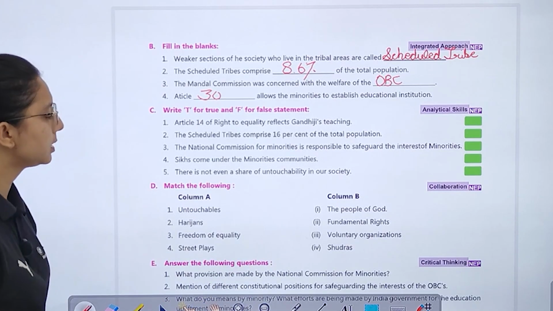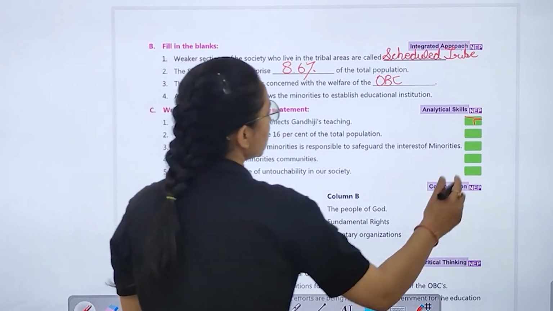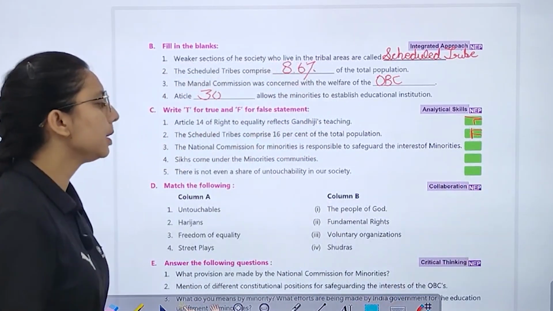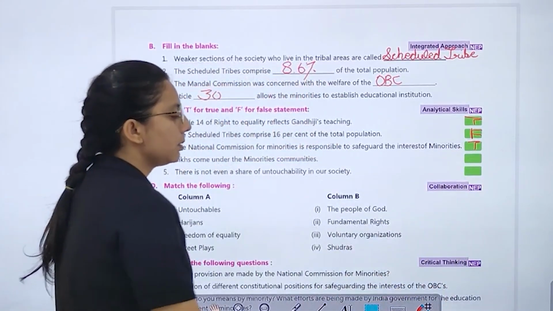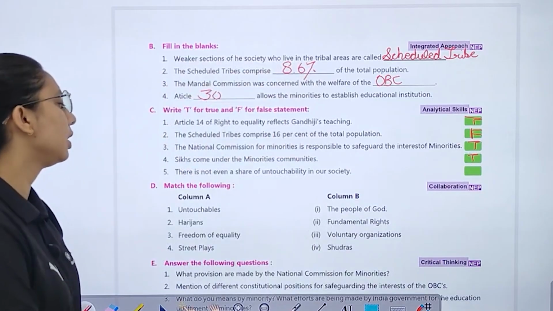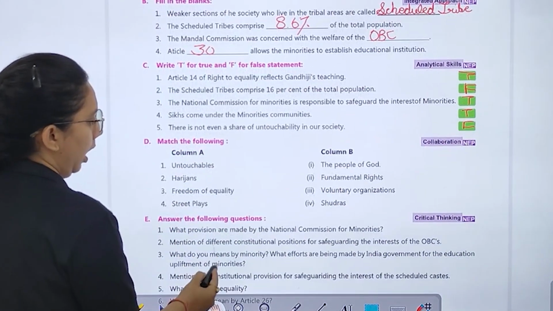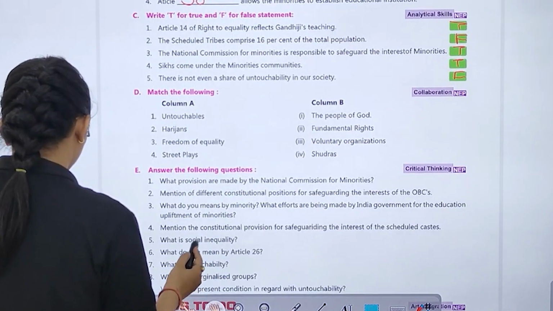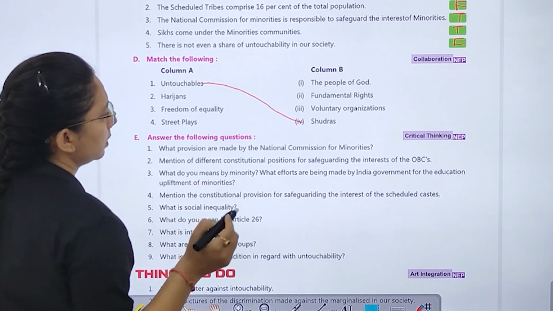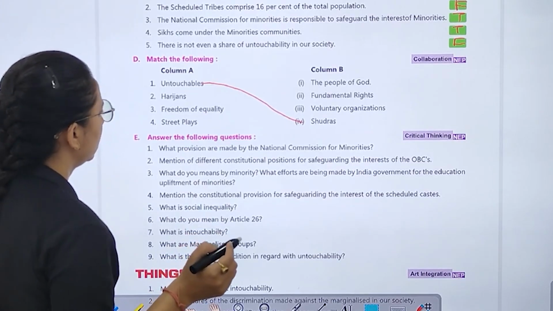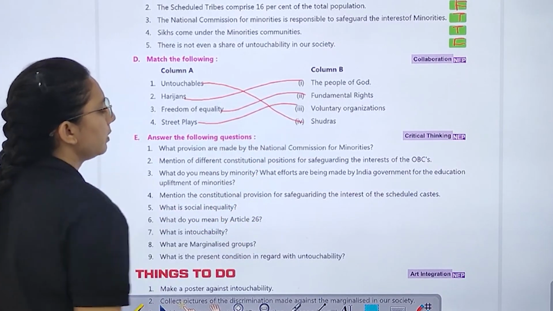Now, write T for true and F for false statements. Article 14, right to equality, reflects the teaching. Yes, true. Scheduled Tribes comprise 16%. False. The National Commission for Minorities is responsible for the interest of minorities. Six come under the minority community, it's true. Next, there is not even a share of untouchables. False. Now match the following: untouchable, Harijans, freedom of equality, fundamental rights, street play, voluntary organization.